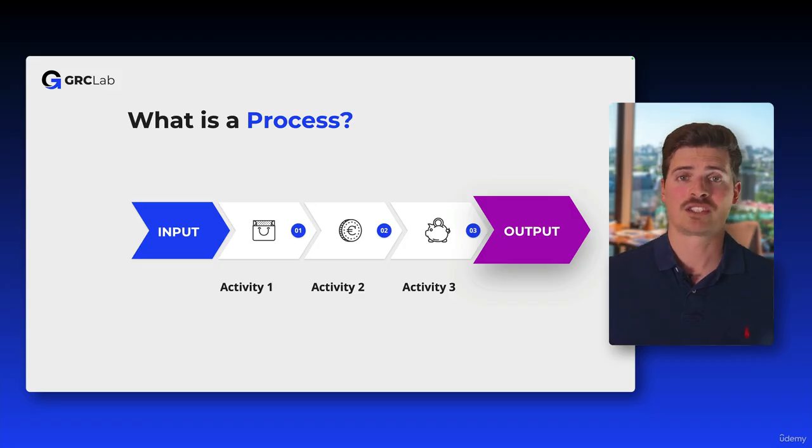So with input in the context of processes, we're talking about resources, we're talking about information, we're talking about money, we're talking about anything that you put into a process where people or technology does some magic and transforms it into output, for example in the form of products, services, or other information.